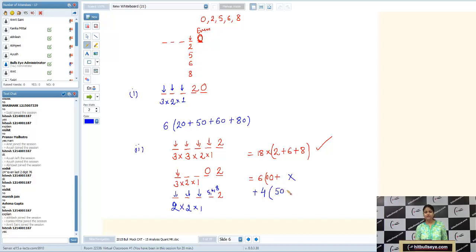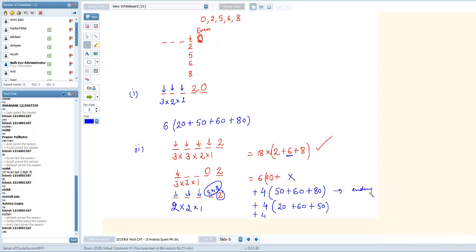So they will contribute 50 to the sum, and likewise 60 and 80. Similarly, if we extend this logic, where my number is ending in 6, there will again be 4 numbers having 20, 50 and 80. See, what is the case I'm discussing here? Here we have 2 and we are taking care of 5, 6, 8. Now if we take 8 here, ending in 2, ending in 8, ending in 6, it will be 20 plus 50 plus 60. Now you can add up these things and you will get the answer.